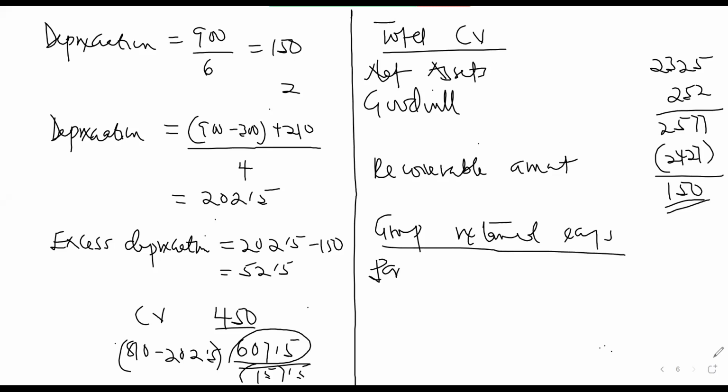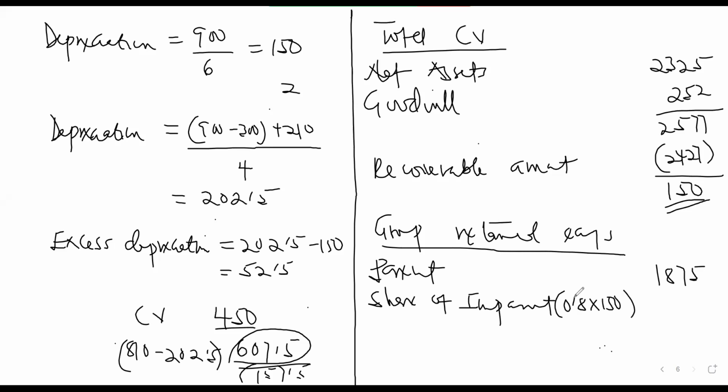So that will be for the parent. What is the parent retained earnings? 1875. So what do we bring? We bring the share of the impairment over here because they are using the full goodwill method. So that will be 0.8 times 150. What are we having? 120. Okay, so that will be a reduction.